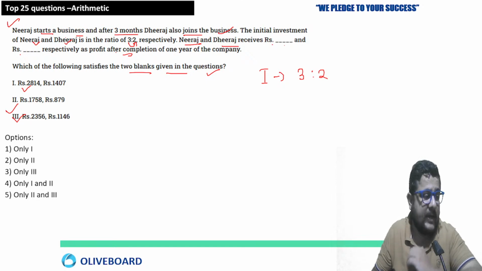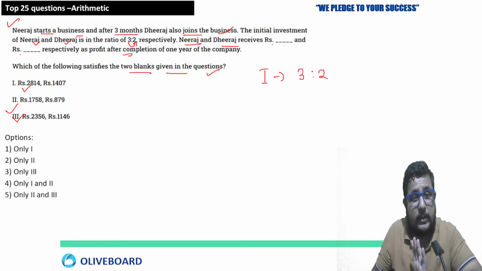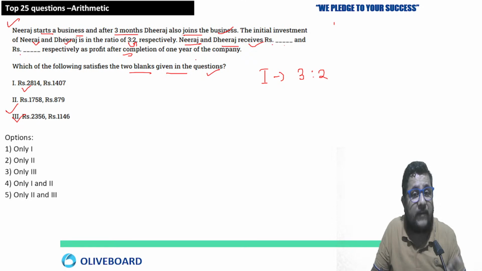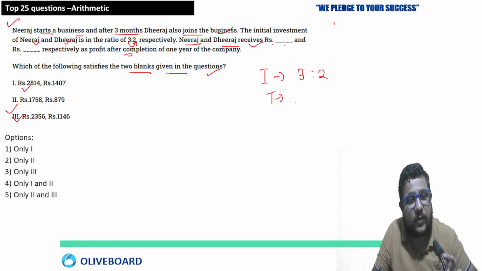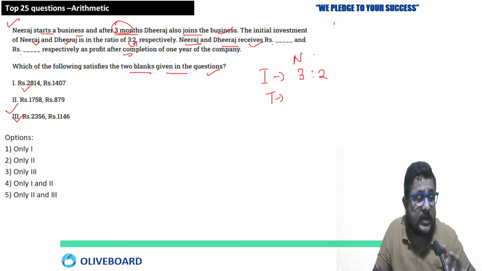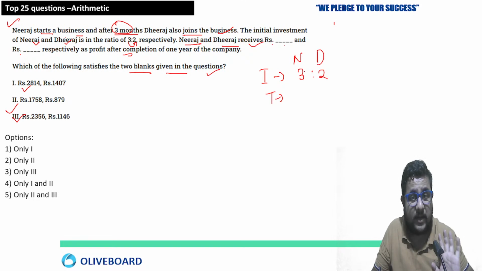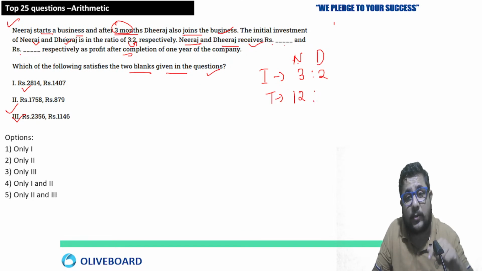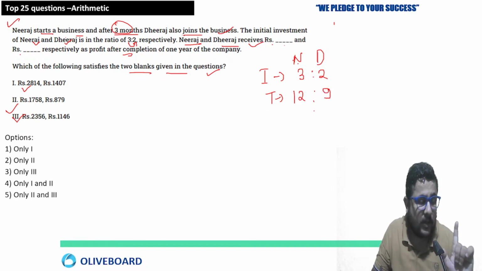Be proactive, right? See here, Dheeraj also joins. The initial investment ratio is given. Neeraj and Dheeraj receive these amounts as profit, so their profit amounts are given after 1 year. Is the time duration the same for both? No, because Dheeraj joins after 3 months. What is the time ratio of Neeraj and Dheeraj? Neeraj starts the business, so after 1 year he has 12 months, and Dheeraj joins after 3 months. So 12 minus 3 means he invested for 9 months. Are you getting my point?